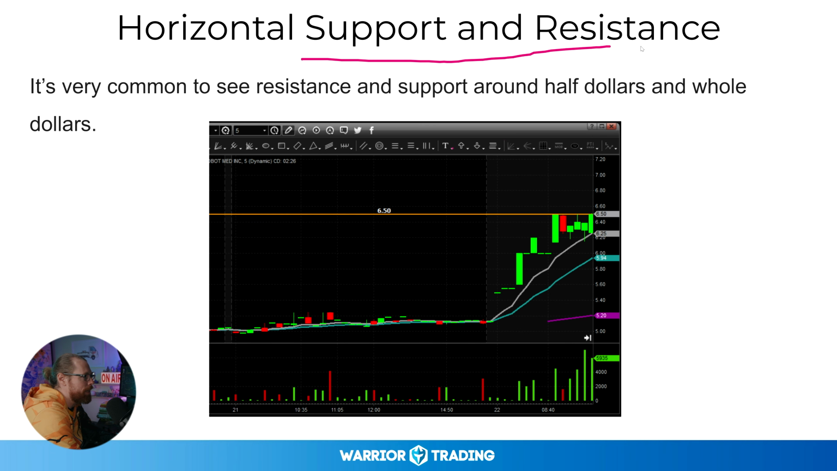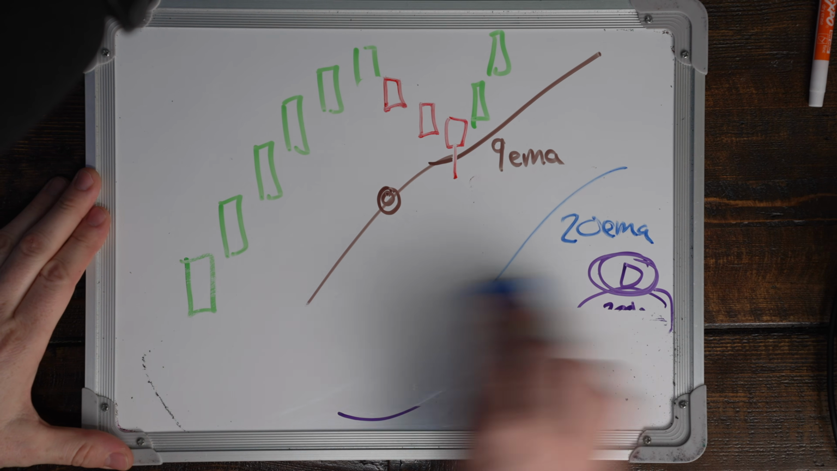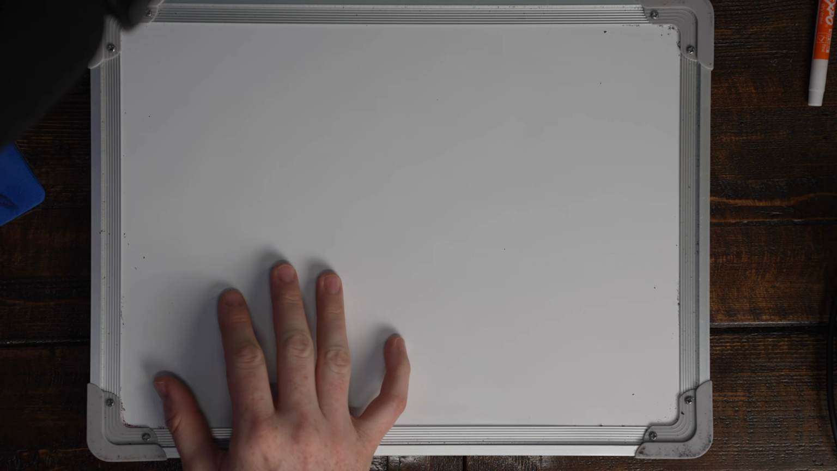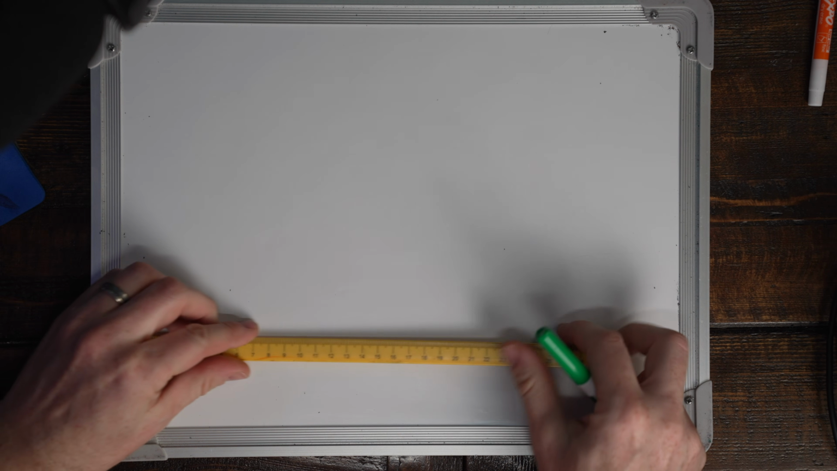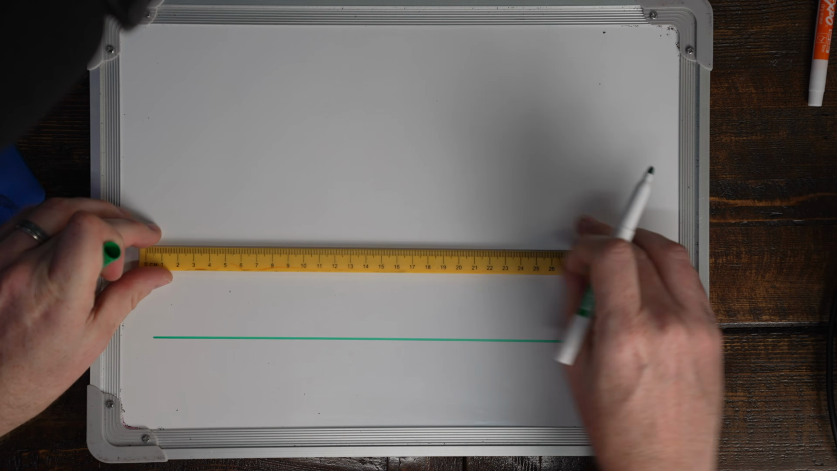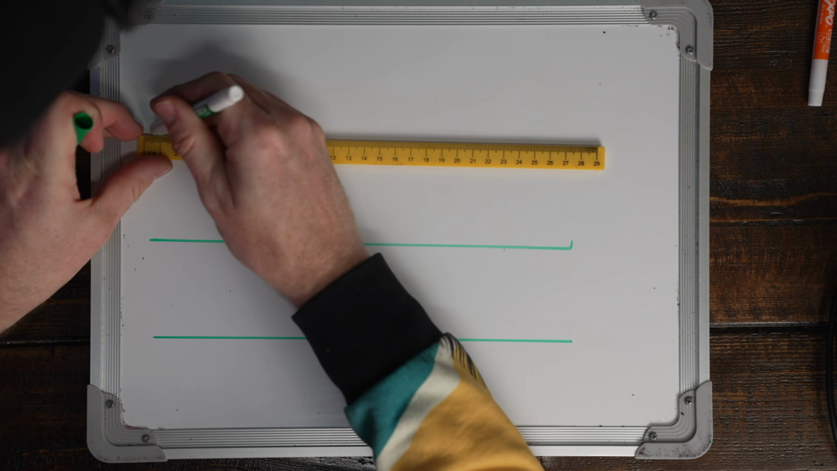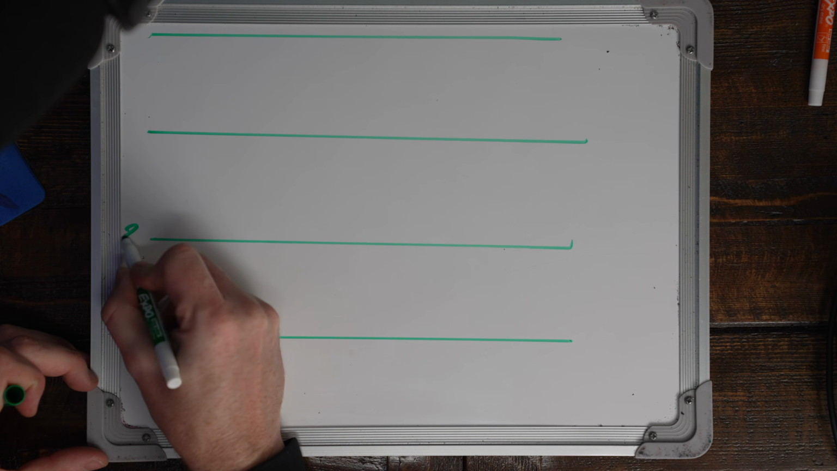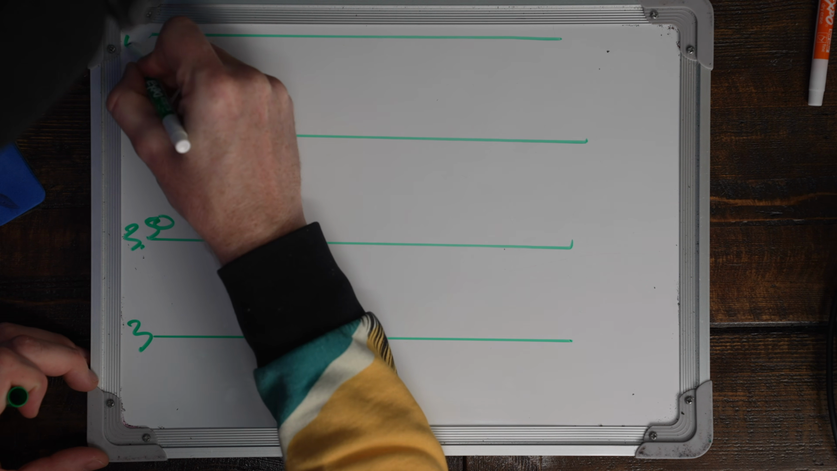Horizontal support and resistance trend lines are the easiest to visualize and therefore the most popular and the most well-respected. And what's very interesting is that these typically occur around half dollars and whole dollars. Why is that? Well, if you looked at the order book of a stock, what you would notice is that we'll draw lines here around half dollars and whole dollars. So we're going to do right here, right here, right here, and we'll do one more right up here. All right, so let's say this is 3, this is 3.50, this is 4, and this is 4.50.